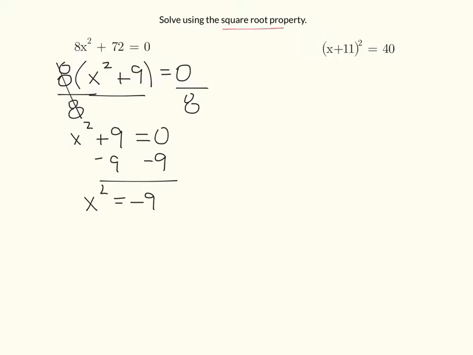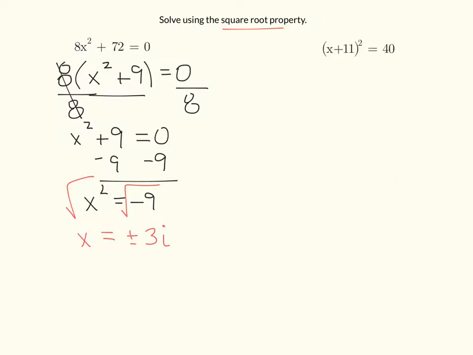Now we're going to use the square root property because I have x squared by itself, so I'm going to take the square root of both sides. And when I take the square root of x squared, I get x. And whenever you take a square root, you want to make sure that you include both solutions, positive and negative. The square root of 9 is 3, but since it's negative 9, it's 3i. So those are our two solutions there.